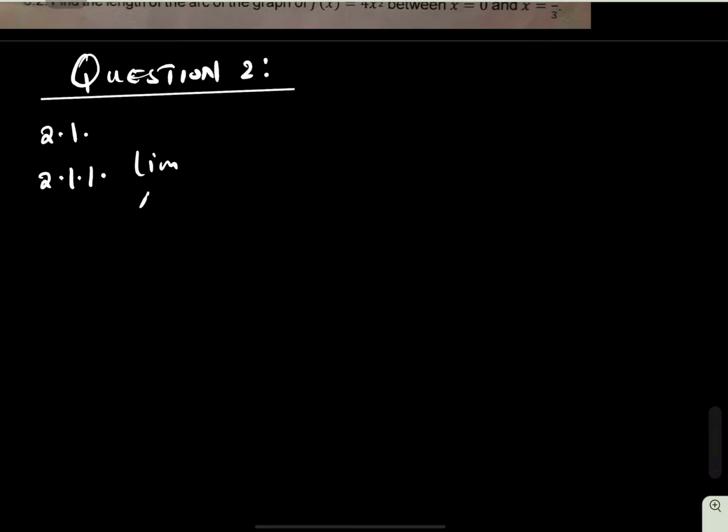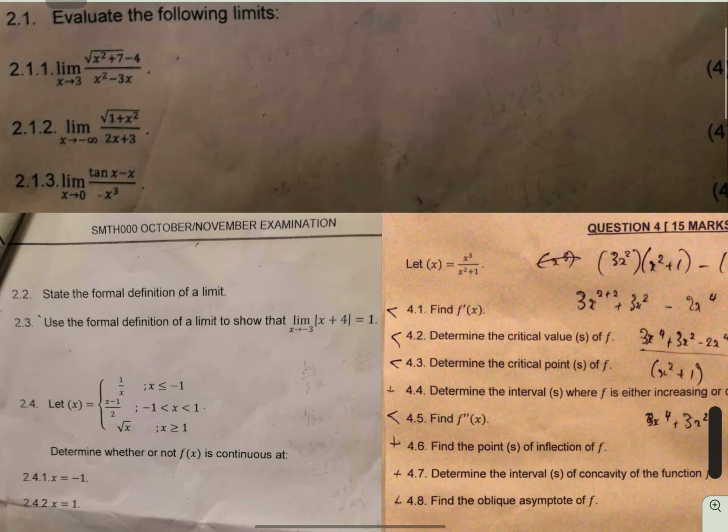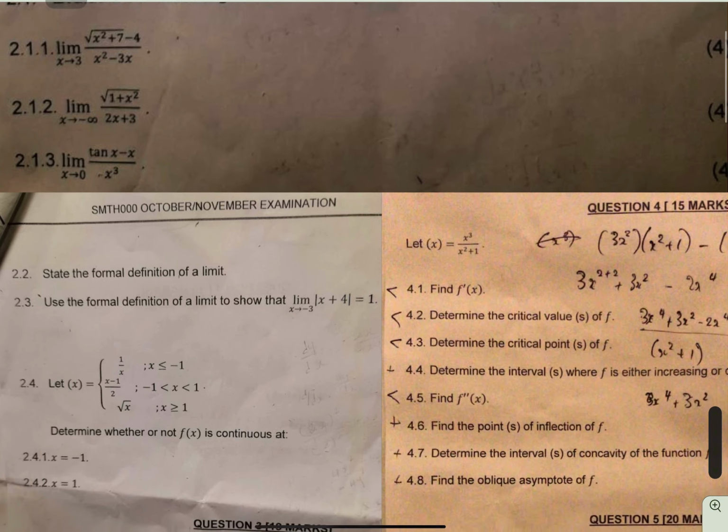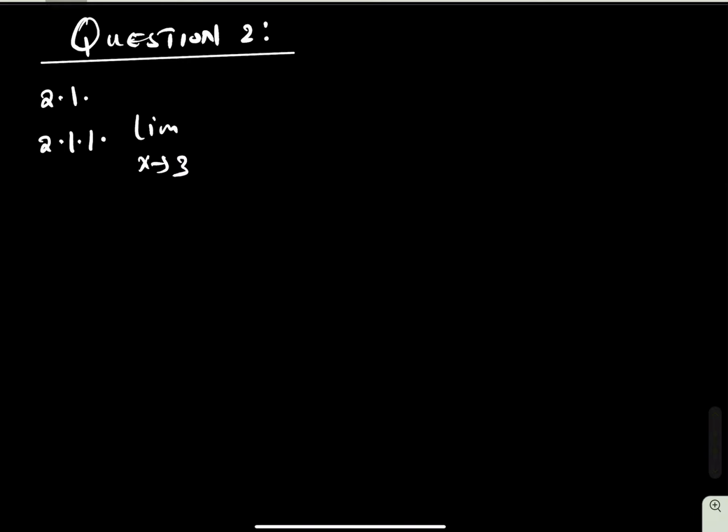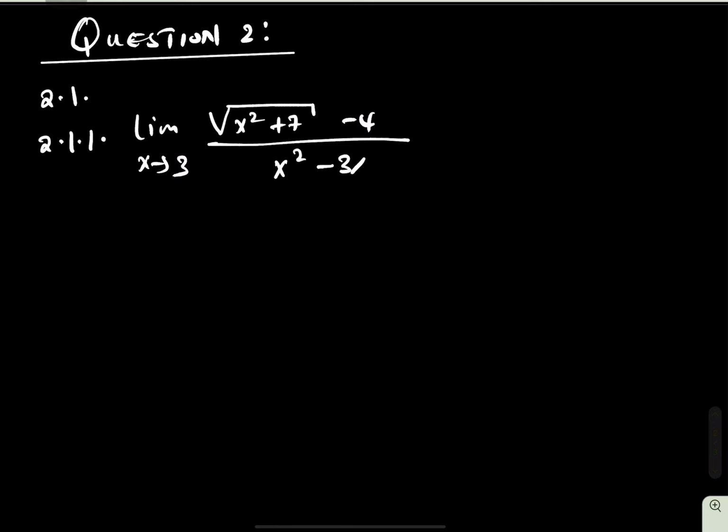is the limit as x goes to positive 3. Let's check again. That is root of x squared plus 7 minus 4 over x squared minus 3x. So I'm going to copy that here to say that is the square root of x squared plus 7 minus 4 divided by x squared minus 3x. Let's check. This is limits.